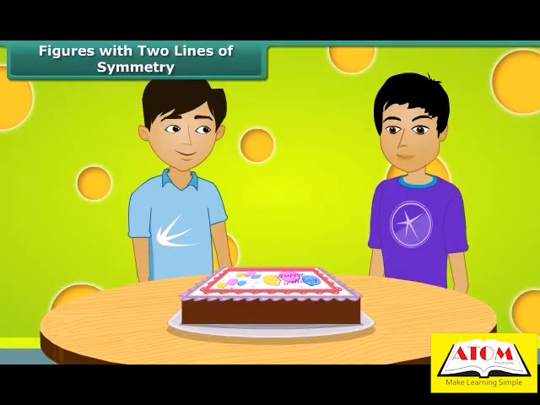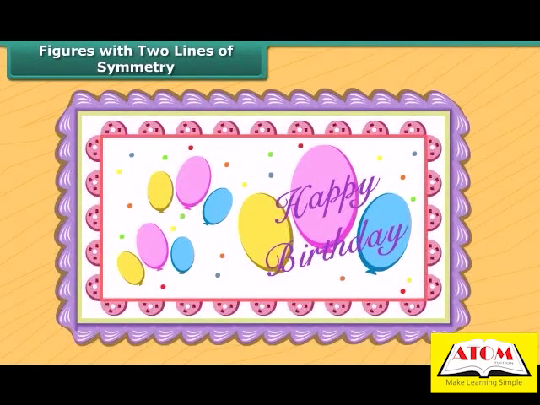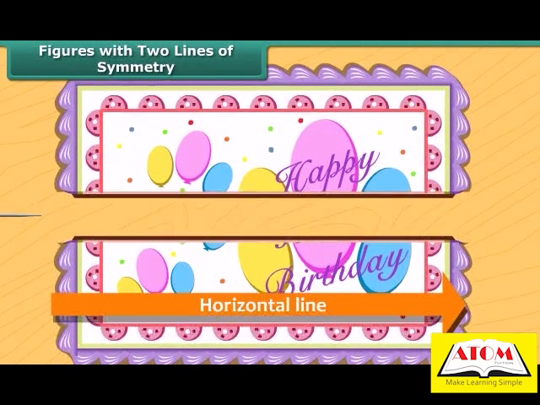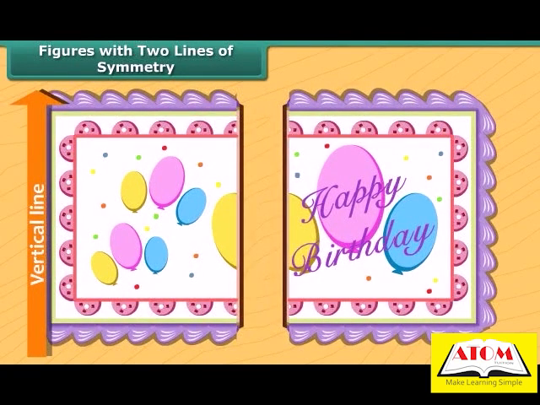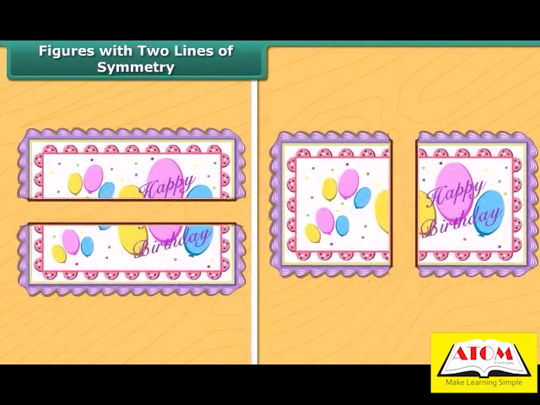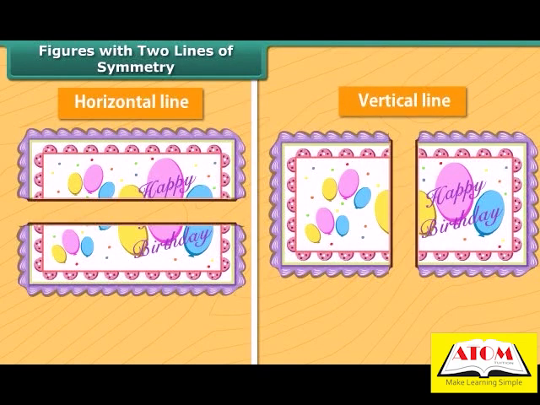Manu and Mrinal have one rectangular cake. Each of them want exact half of it. The cake can be divided in two ways to give equal halves. Do you want to know how? Let us find out. The cake can be divided along the horizontal line so that its two halves match each other. It can also be divided along the vertical line. So the cake has two lines of symmetry along which it can be divided to give two identical halves. Thus, we can say that a rectangle has two lines of symmetry.